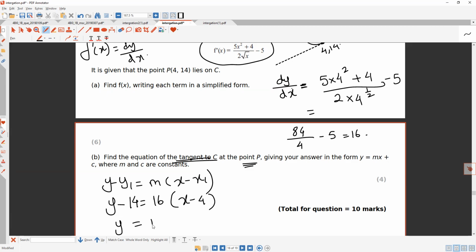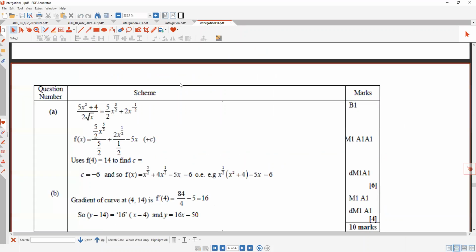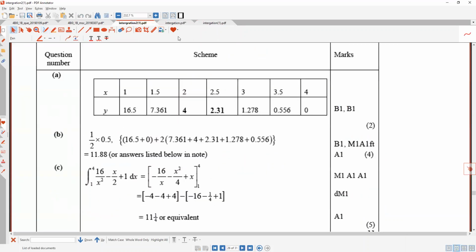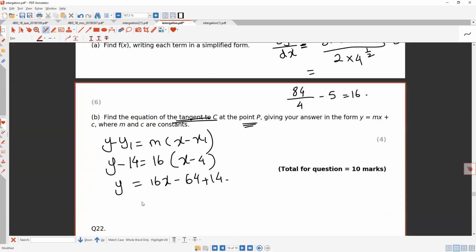y equals to 16x minus 4 into 16, 64. Okay. Plus 14. Got to minus 50. So 16x minus 50. Does it match? Yes, it does. Chalo. 16x minus 50 is the answer.